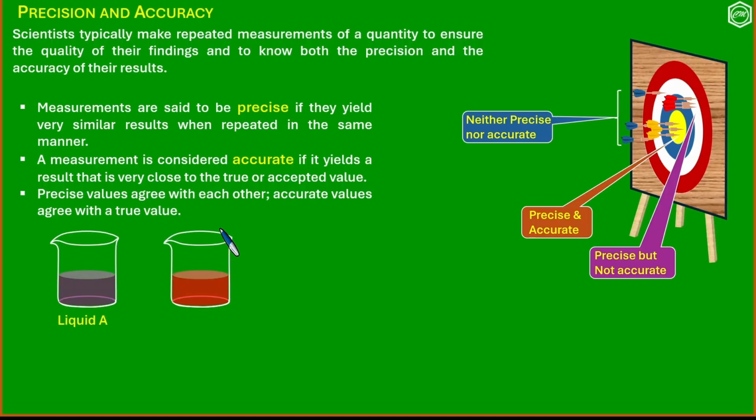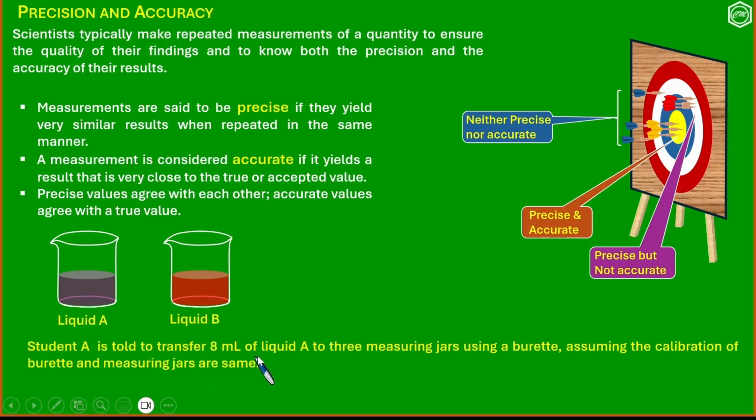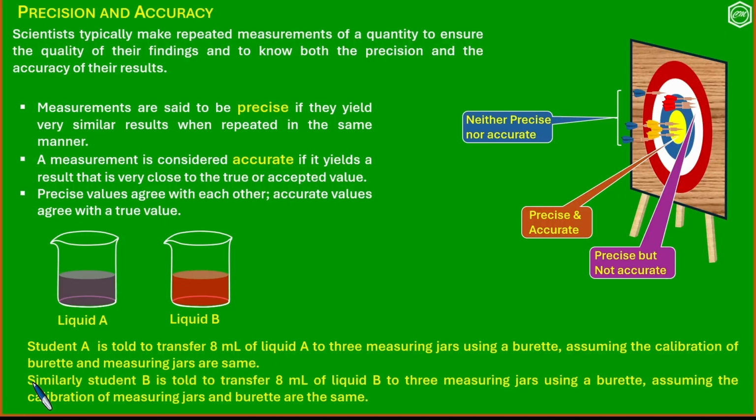We have two colored liquids, liquid A and liquid B. Student A is told to transfer 8 ml of liquid A to 3 measuring jars using a burette, assuming the calibration of the burette and measuring jars are the same. That means the 10 ml measured using the burette will be exactly equal to 10 ml in the measuring jar. Very often this may not be the case. Similarly, student B is told to transfer 8 ml of liquid B to 3 measuring jars using a burette, assuming the calibration of measuring jars and the burette are the same.